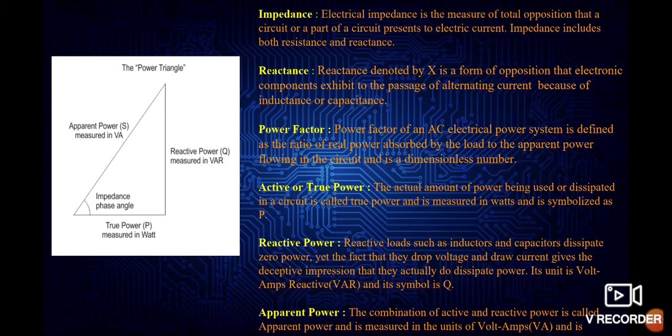So we can see in the diagram the impedance, phase angle, and the powers are represented. On the x-axis we have true power, on the y-axis we have reactive power, and on the hypotenuse we have the apparent power. So to get the apparent power, we need to find the reactive and the active power. The reactive power is represented by the symbol Q, active power by symbol P, and apparent power by symbol S.